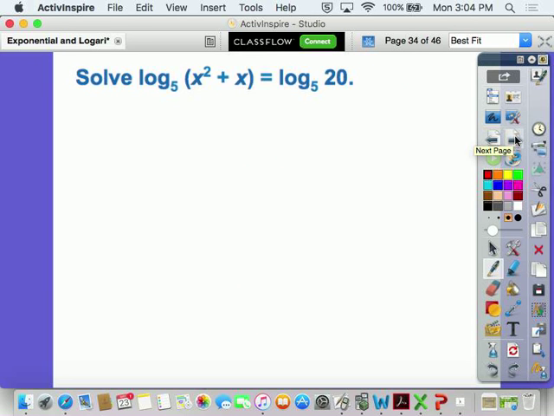I want you guys to write this one down in your notes. How can we start this problem out? It says log base 5 of x squared plus x equals log base 5 of 20. How can we start this one out?